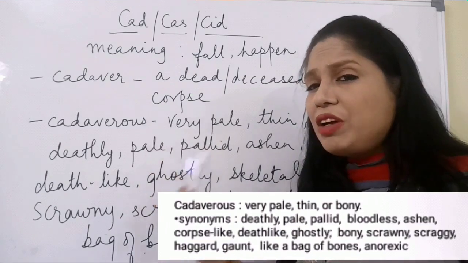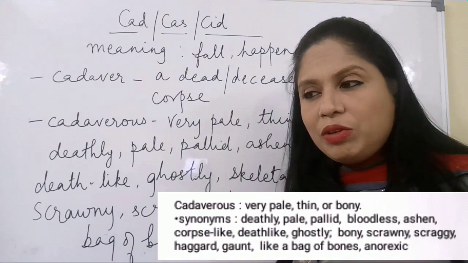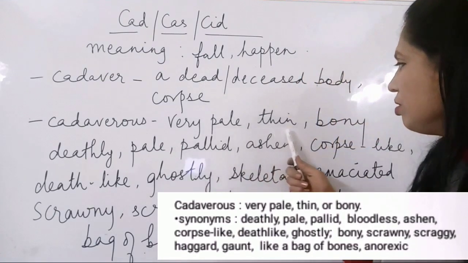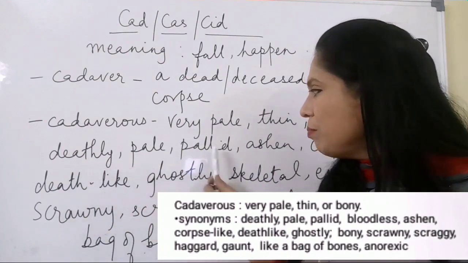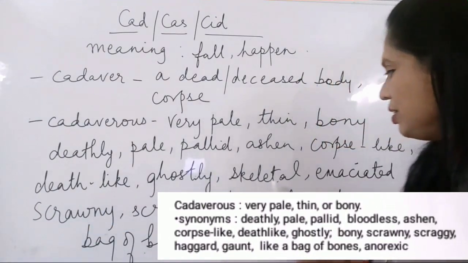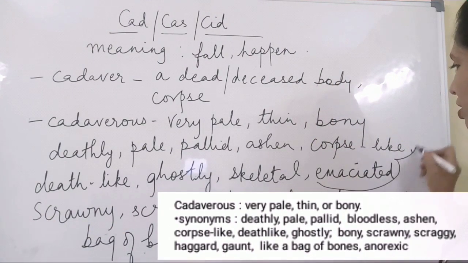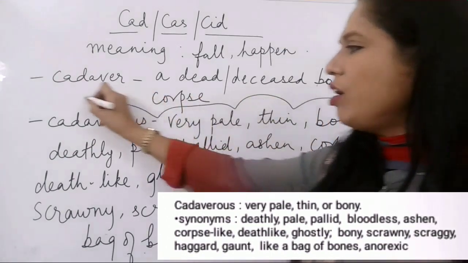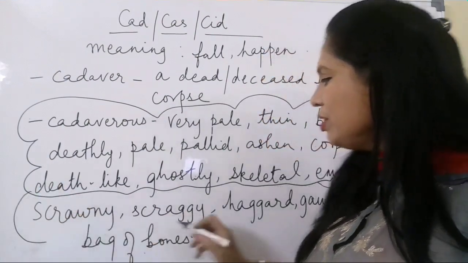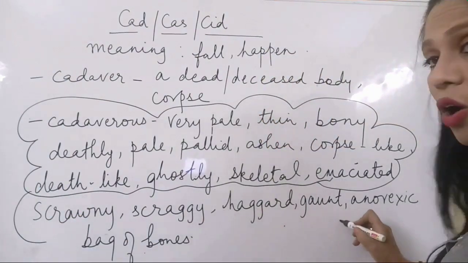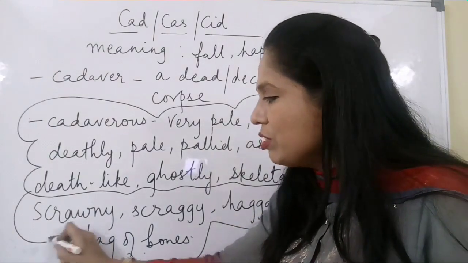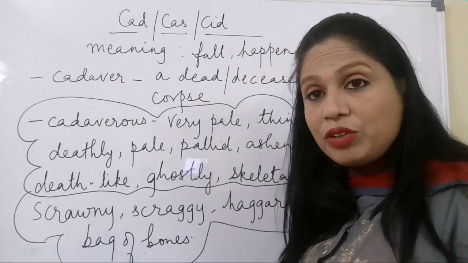So a person who is very, very thin or pale looking, grey you can say, white you can say in complexion: thin, bony, deathly, pale, pallid, ashen, corpse-like, death-like, ghostly, skeletal, emaciated. All these words then are synonymous. There are some more that I have: scrawny, scraggy, haggard, gaunt, anorexic, a bag of bones, an entire word group.